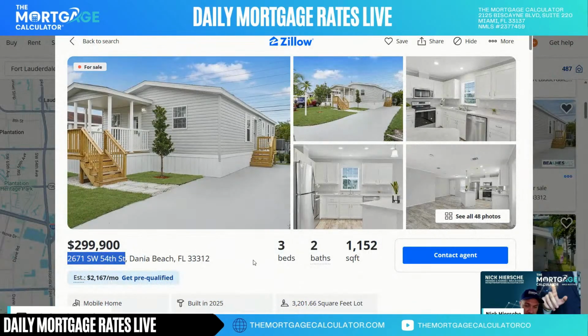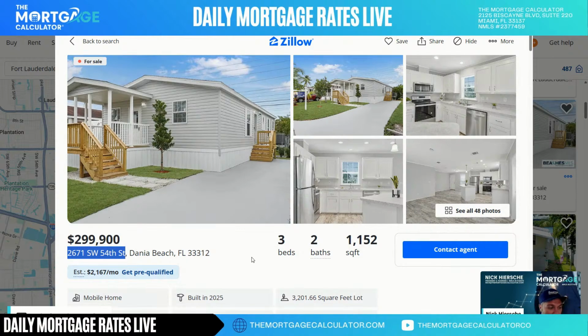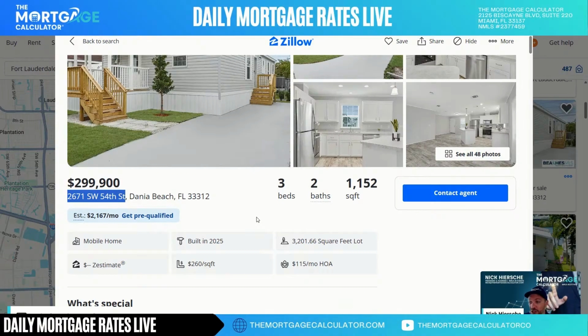DSCR options for manufactured homes. So I found an actual manufactured home here that is currently listed for $299,000 in my area. A couple of things to note before we get into the quote: we did have to find one. There are manufactured homes for much cheaper, but those aren't actually property. They don't own the land.